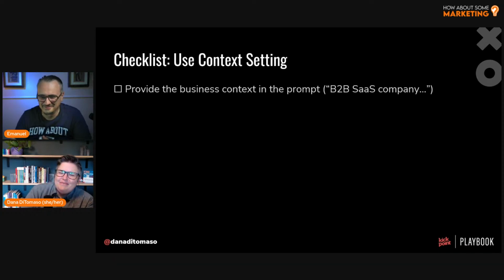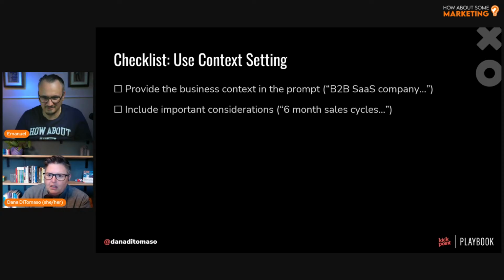Thank you. So provide the business context in the prompt. Explain what type of business it is, because that does also really help the AI. You don't have to say you are an SEO person skilled at blah, blah, blah, but do say this is a B2B SaaS company that sells this thing to developers to help them be better at their jobs, or whatever it might be. Include important considerations. For example, we have a 6-month sales cycle. That sort of thing is important for the LLM to know.